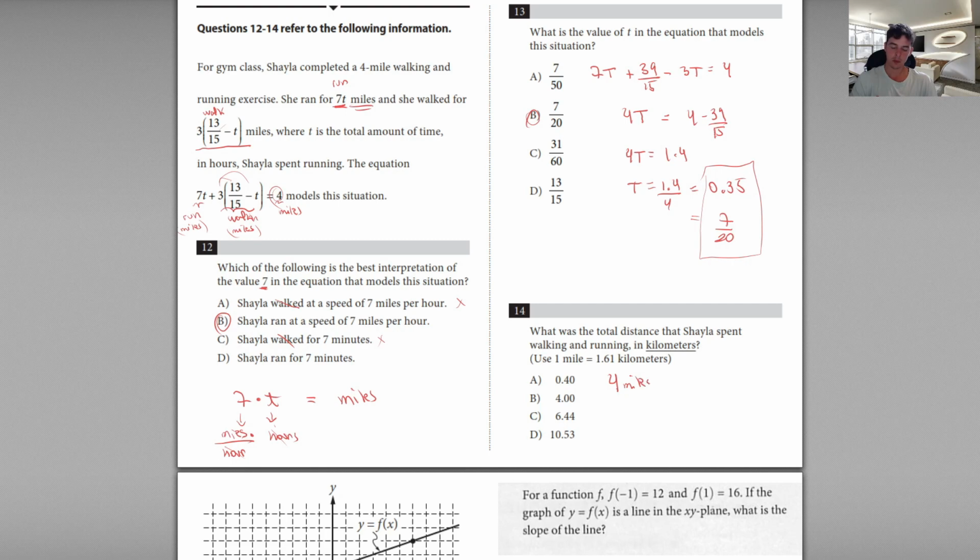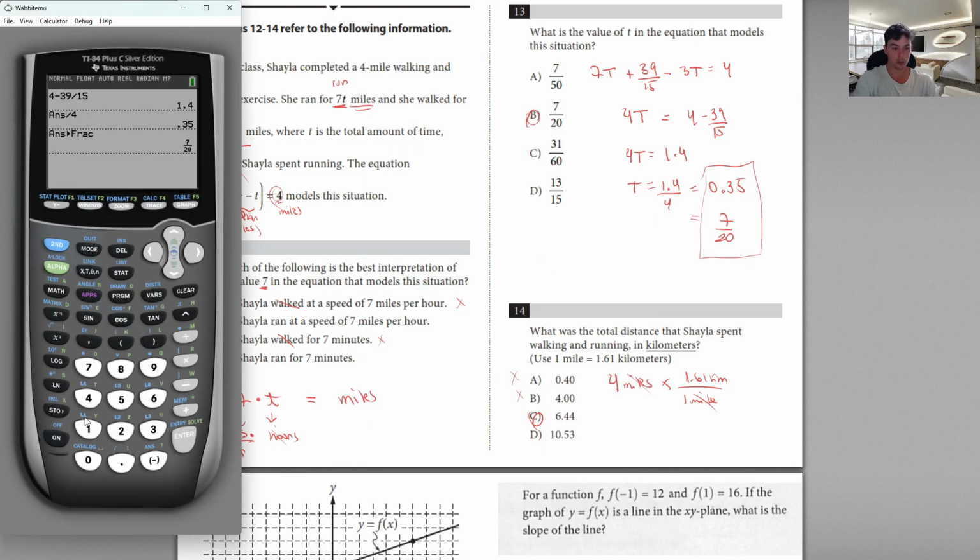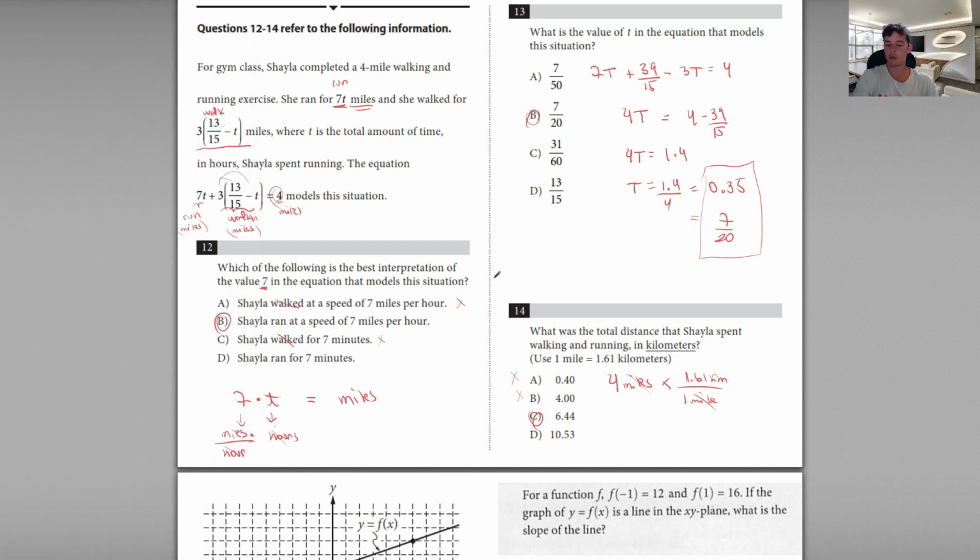miles, and working on the units, each 1 mile, because then miles cancel out with miles, I have 1.61 kilometers. So 0.4 cannot be because it's going to be less than 4. 4 cannot be because it's going to be less than 4. 10 is over twice as big as 4, so 6.44 is the only plausible answer, but we can do that in the calculator just to be sure. 4 times 1.61, 6.44, so we're good.